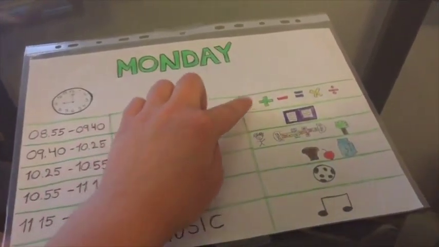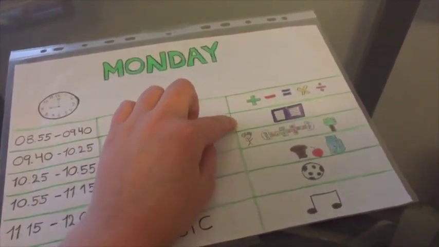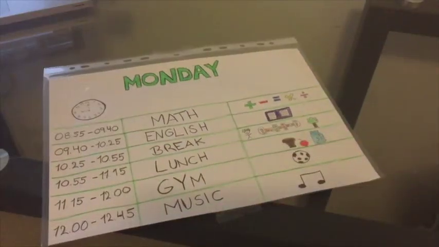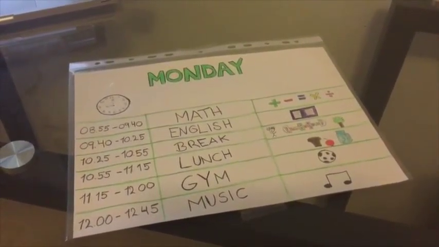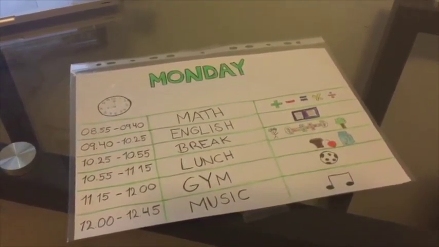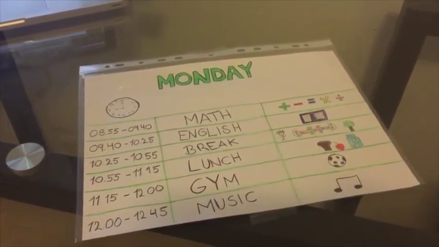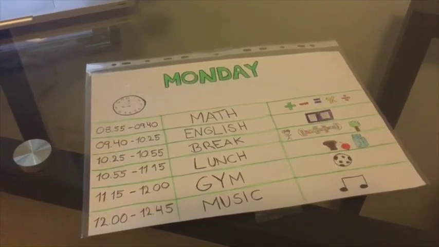And to the right, there is a picture symbol of each subject, break and lunch. For the students, it's easier to understand the visual than things that are written down. So, this makes them know what subjects we will have on Monday and in what order.